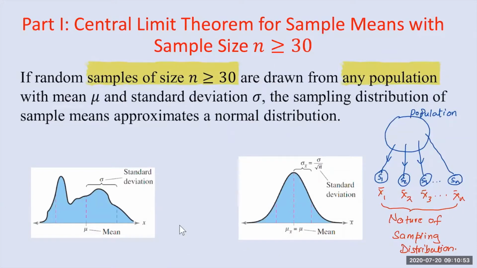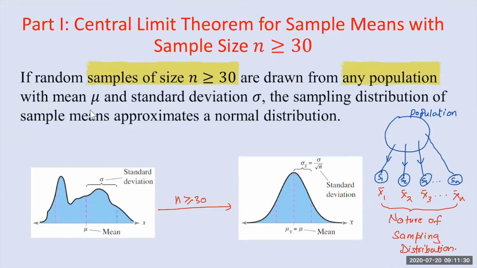So this is my population. It does not look like normal. Any population, we have x along the x-axis, the random variable. The standard deviation is, suppose, sigma. So when you have any population, and from this population you are drawing samples of size 30 or more, so each sample has the size 30 or more. That is something you need to know.